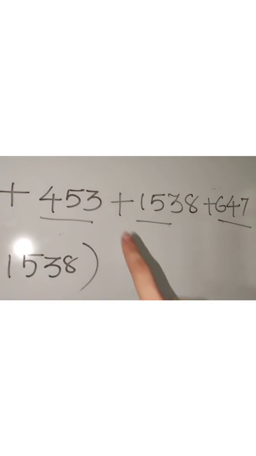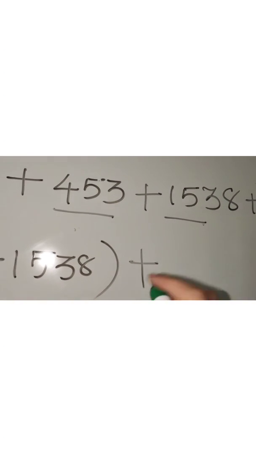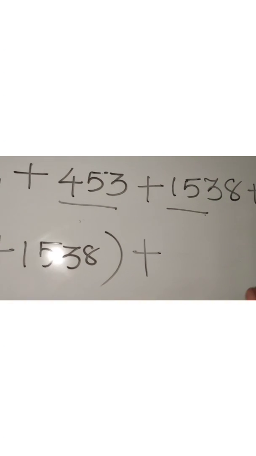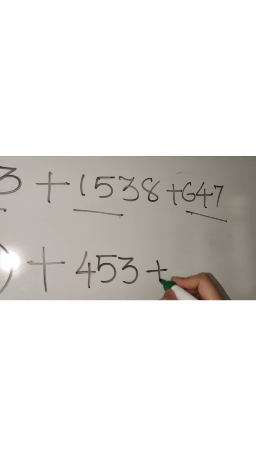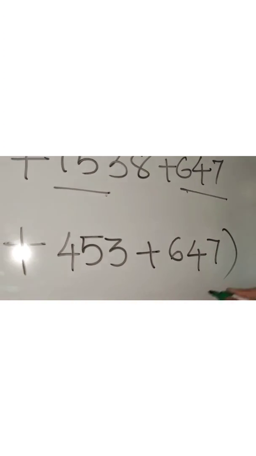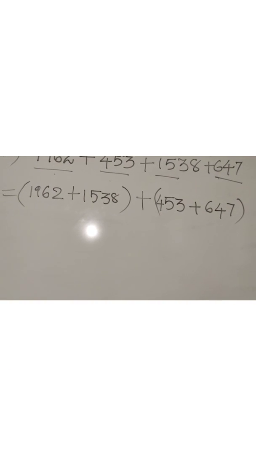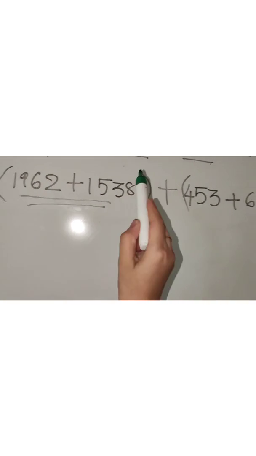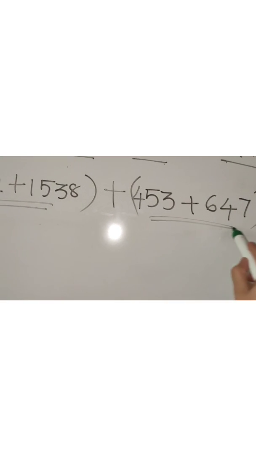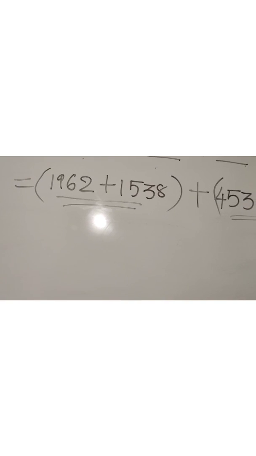Then we will go with this 3 digit and 3 digit. Plus, we are going to put plus sign in all. So 453 plus 647. This is our second group, right? This is our first step. Now what will we do? We will add these two and these two first. So let's go with this one. 1962 plus 1538.